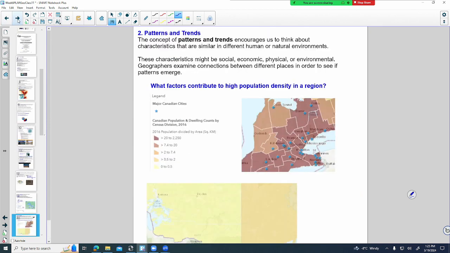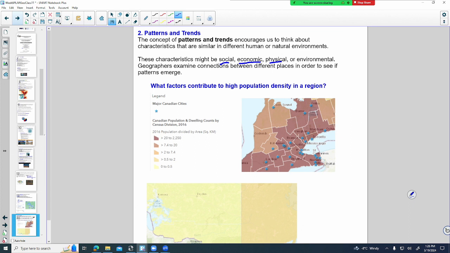Next up is patterns and trends. Now, the concept of patterns and trends encourages us to think about characteristics that are similar in different human or natural environments. So this could be in terms of social, economic, physical, or environmental. What geographers do is examine connections between different places in order to see if patterns emerge. So for example, what factors contribute to high population density in a region? So these are major Canadian cities.